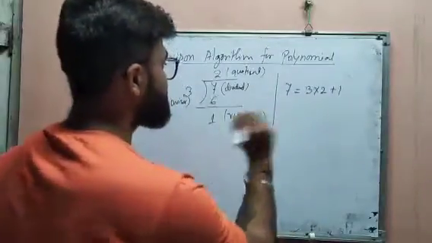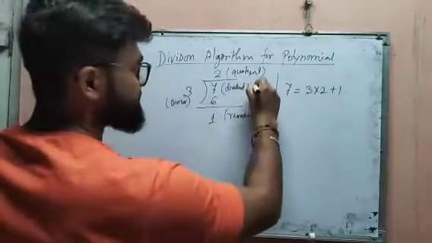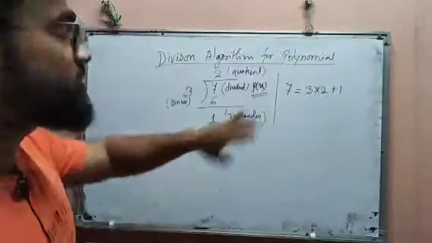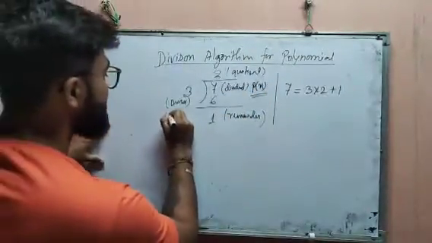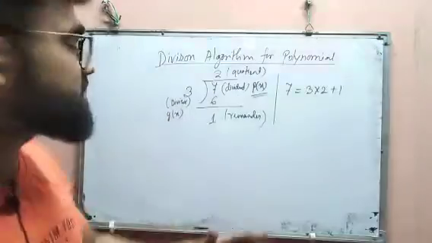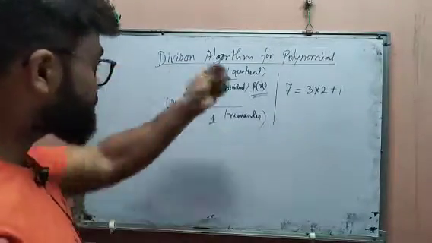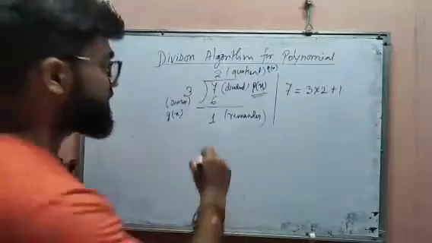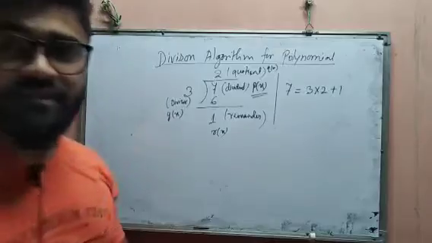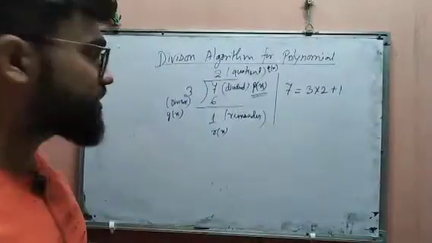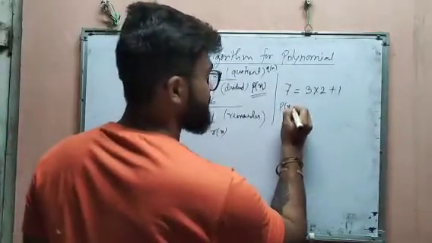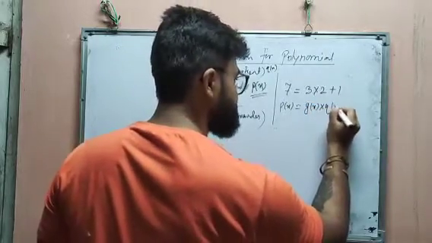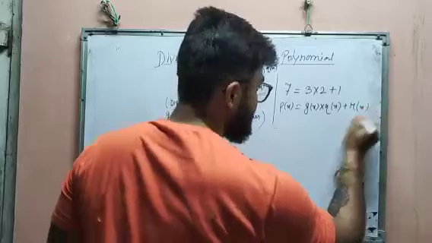So if we consider this 7 as a polynomial p(x), and 3 as another polynomial g(x), then the quotient will be another polynomial q(x), and the remainder will be another polynomial r(x). Then as per the division algorithm, p(x) is equal to g(x) into q(x) plus r(x).